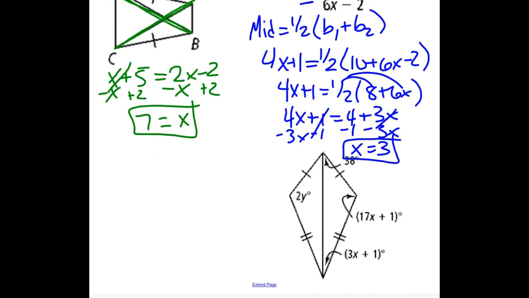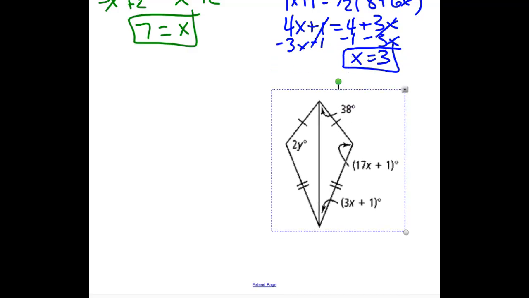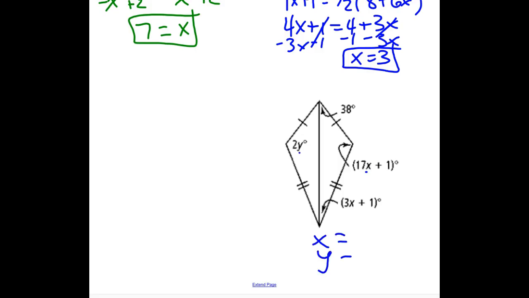All right, lastly, we're going to look at this shape down here. If you take a look at it, you want to think about what is it? Well, it's a kite. And we have a few variables to find on this one. I notice an x, and I notice a y. So we've got to find both of those.